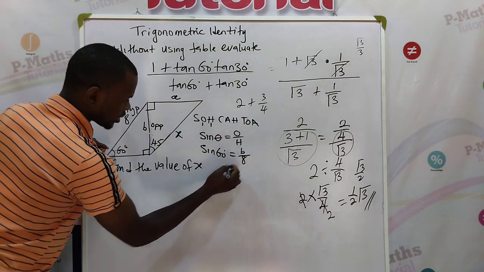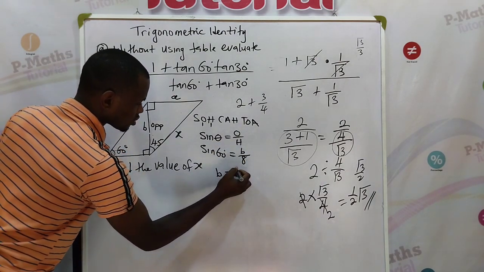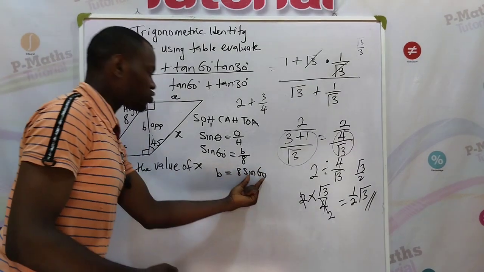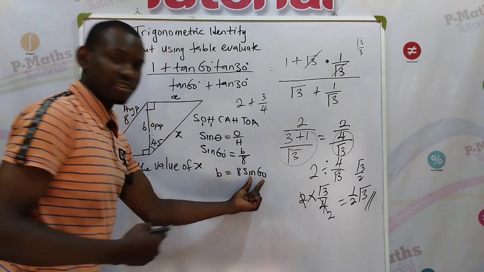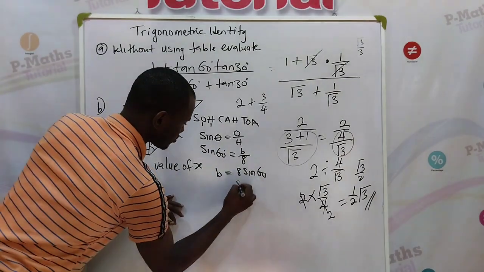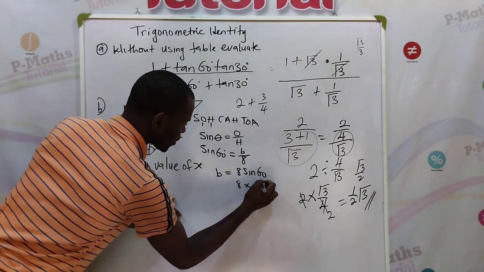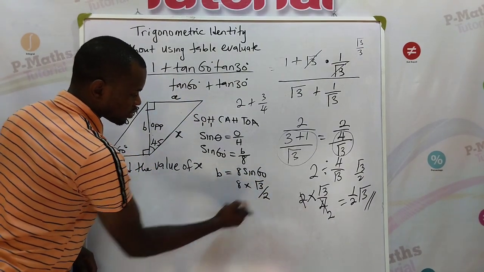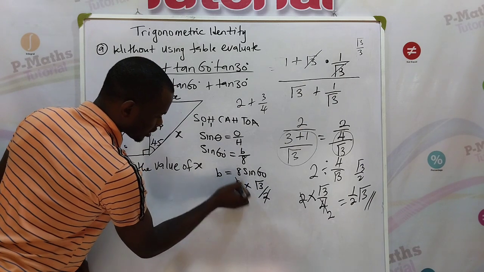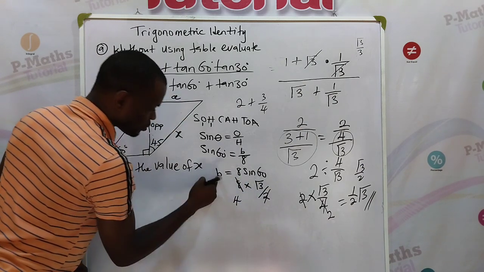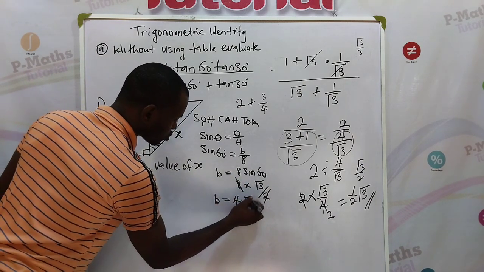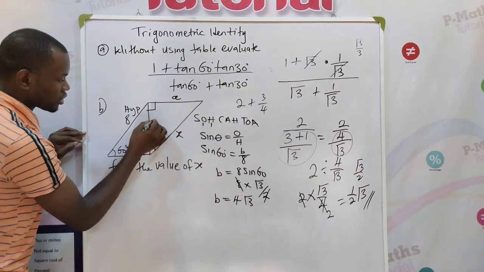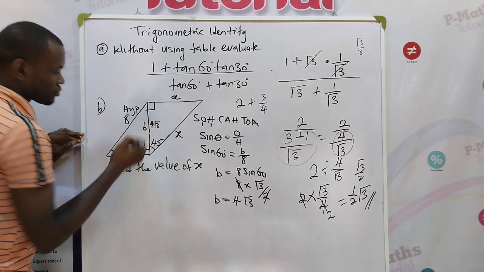Then we multiply. This becomes b equals 8 sine 60. Now, what is the trigonometric identity of sine 60? We are multiplying square root of 3 over 2. Sine 60 is square root of 3 over 2. Now, 2 can divide 8, we have 4. So b is 4 root 3. So we have gotten the opposite here as 4 root 3.